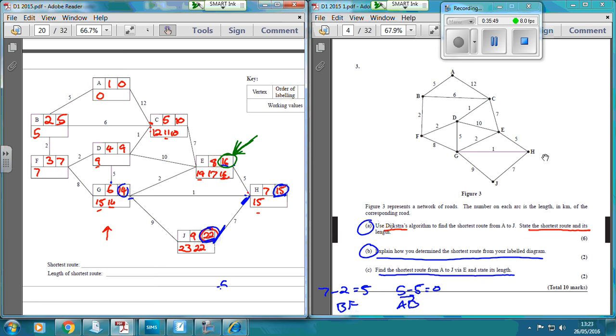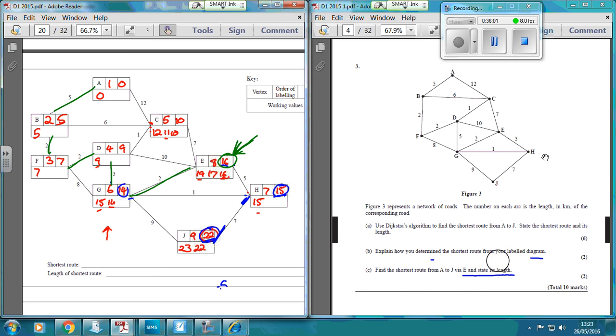So 16 take away 2 is 14, 14 take away 5 is 9, as we know, there. So the shortest way to get to E, so this is part C we're doing here on this question, is A to B to F to D and then to E. And then we've got to get to J. So we've got to find the shortest way to get from E to J.